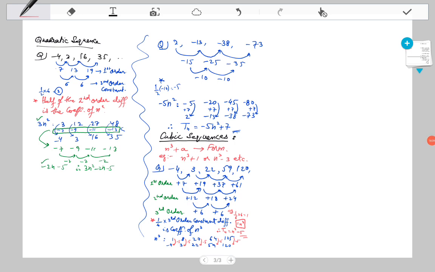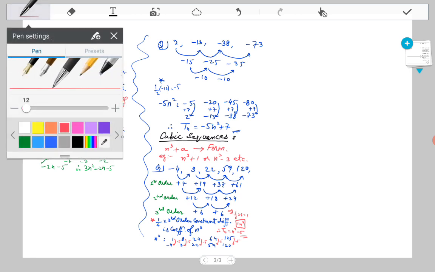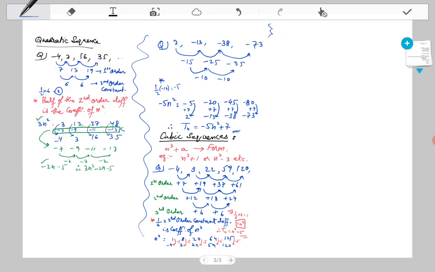So we have discussed cubic sequences, and there should be another example of it that is a little bit more challenging. I do not believe that this kind of question will come in your examination, but at least for the completion of the concept it should be done. So I'm taking another question now on cubic sequences.